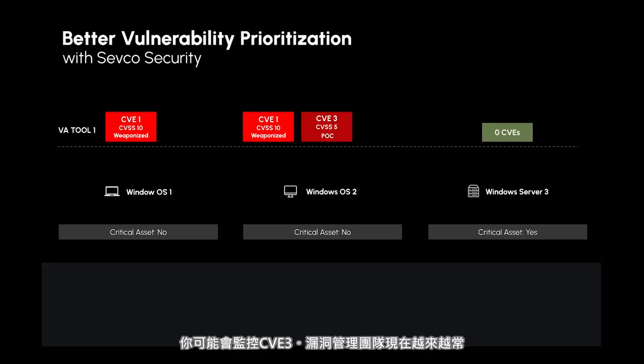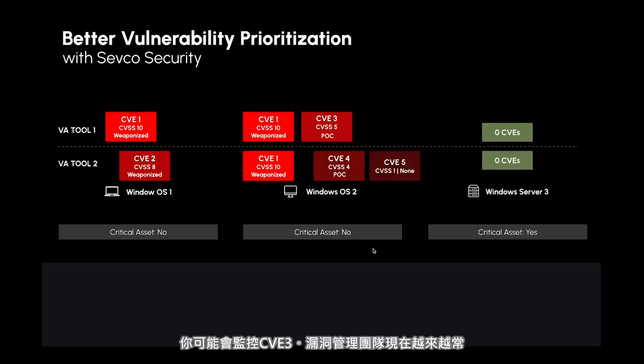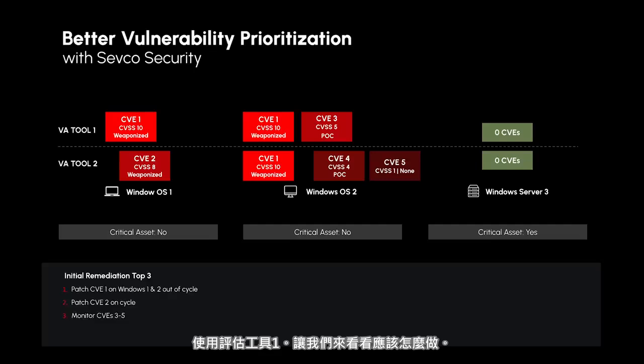You might monitor CVE3. It's becoming more common for vulnerability management teams to run more than one vulnerability assessment tool. In this case, we have a second. After bringing in the vulnerability data from VA Tool 2, we now have CVE 2, 4, and 5 that need to be prioritized against the initial results from Vulnerability Assessment Tool 1. Let's take a look and see what we should do.